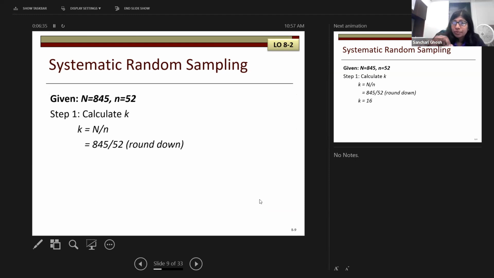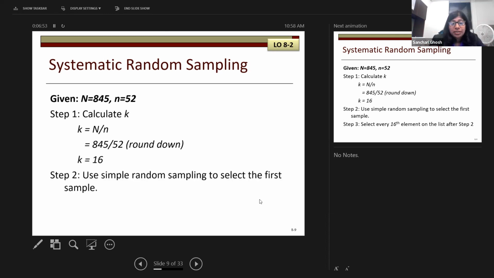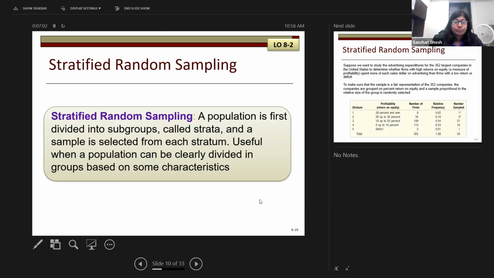K is the number of observations divided by the number of samples. If you remember, we had used big N as a population, and that's your number of observations. And so small n becomes the sample data, the number of observations in the sample. So you are getting this kth unit from your 845 data to select the first sample, and so on and so forth.